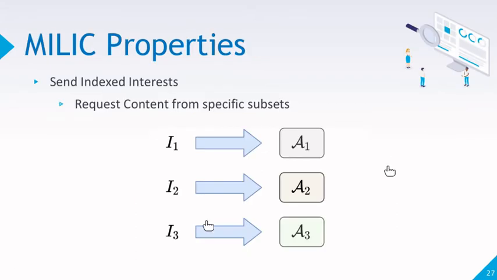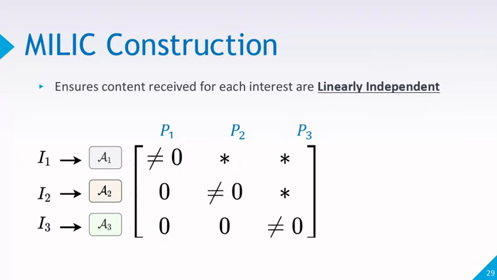So initially, we define subsets with all the possible combinations following some constraints. And to request content from these subsets, we send indexed interests. So an interest I1 brings back content from the subset A1, I2 brings back content from subset A2, and so on. So this is how we define our subsets. For a source content with three source segments, for example, P1, P2, and P3, subset A1 is defined such that the segment P1 should be present. It cannot be absent. P2 and P3 may be present. For the subset A2, P1 should not be present, P2 should be present, and P3 may be present.